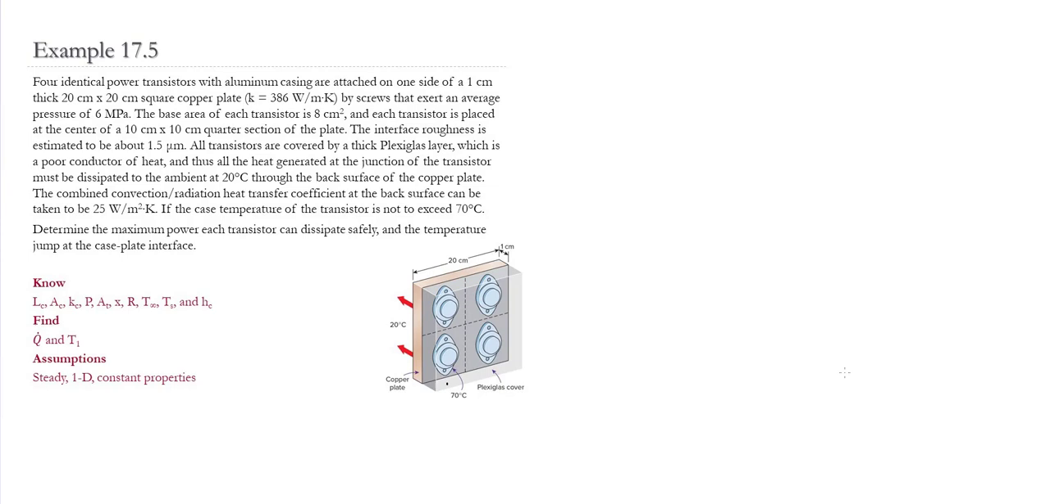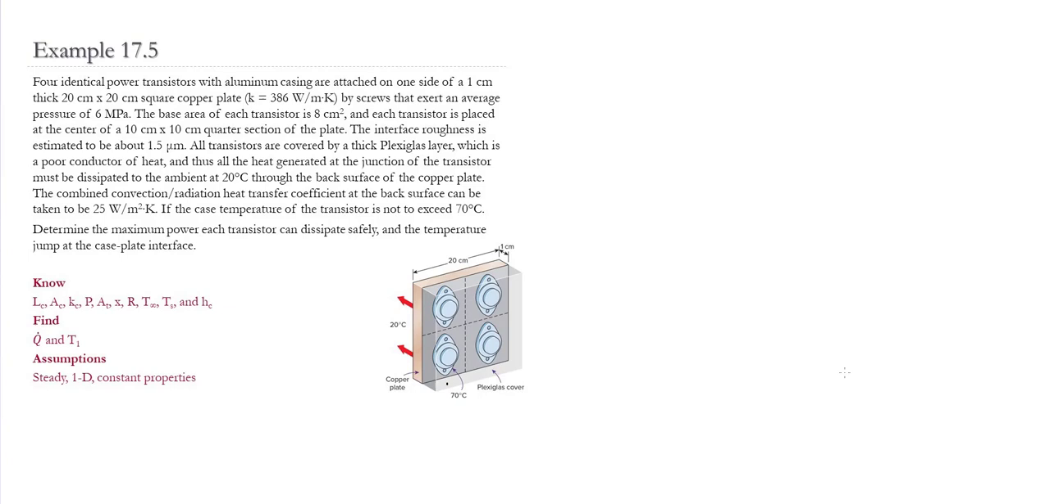All transistors are covered by a thick plexiglass layer, which is a poor conductor of heat, and thus all the heat generated at the junction of the transistor must be dissipated to the ambient, which is at 20 Celsius, through the back surface of the copper plate. The combined convection radiation heat transfer coefficient of the back surface can be taken to be 25 watts per meter square Kelvin. If the case temperature of the transistor cannot exceed 70 Celsius, we need to determine the maximum power of each transistor, which could dissipate safely, and the temperature jump at the case plate interface.